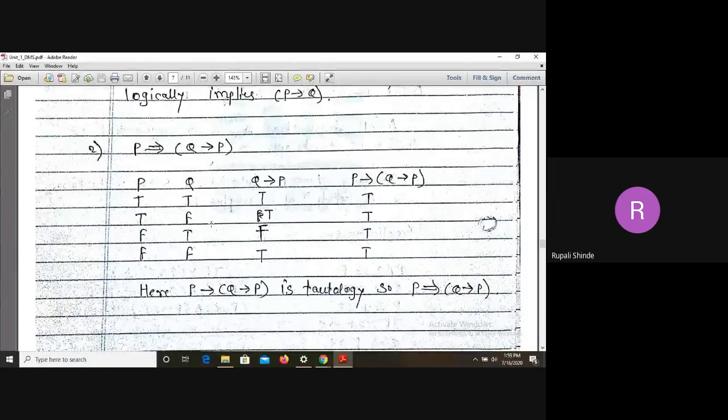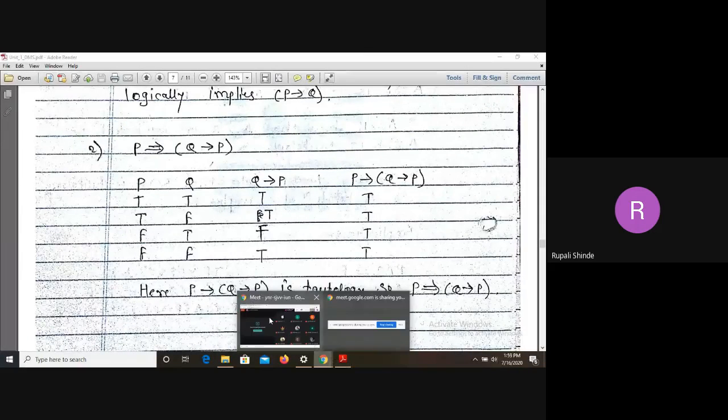Do you have any doubt regarding these points? Have we understood what implication is? How to prove it? Hello? Do you have any doubt regarding this?